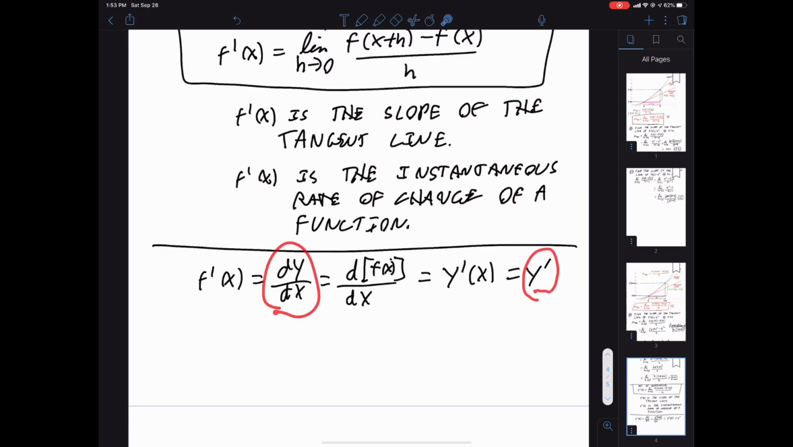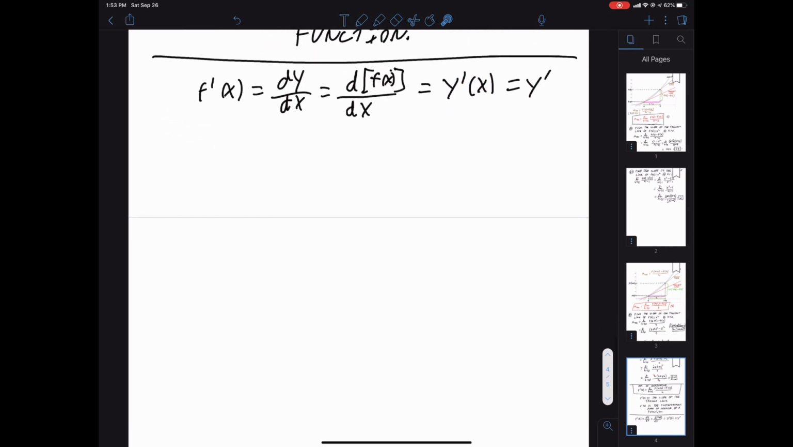Now, what I don't like about the last one is that you don't know your independent variable. In the rest of them, you see the x is there. You know the y is the dependent and the x is the independent. On that last one, you do not know what the independent variable is. And that comes into play when we start doing related rates. And the variables aren't always y and x, and you need to be okay with that.